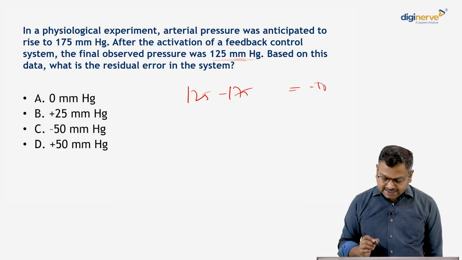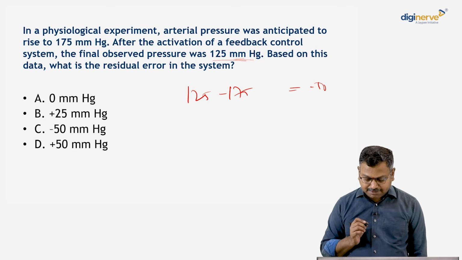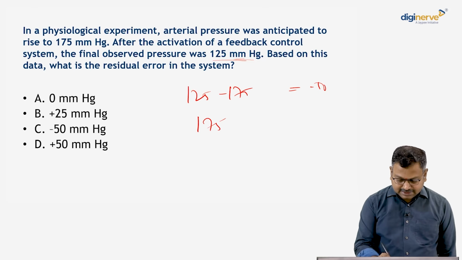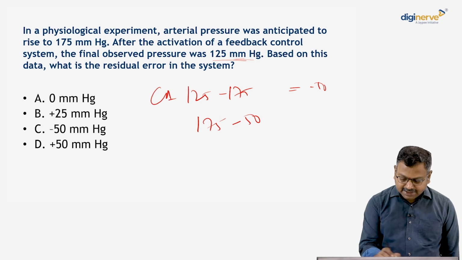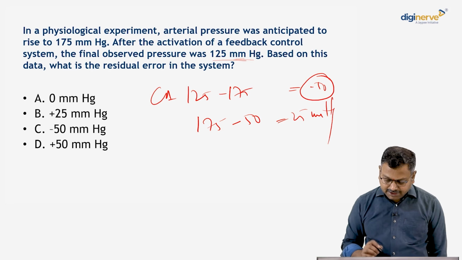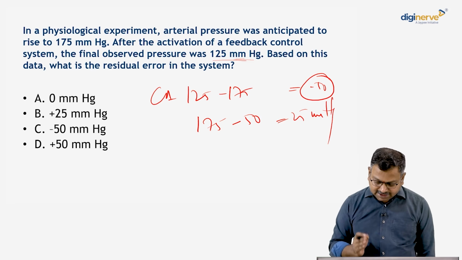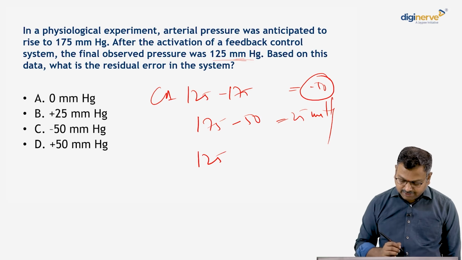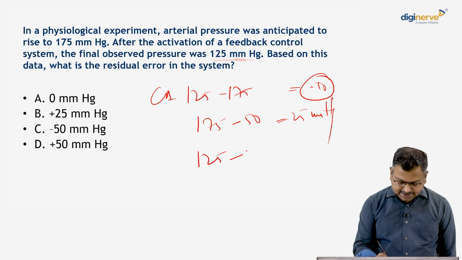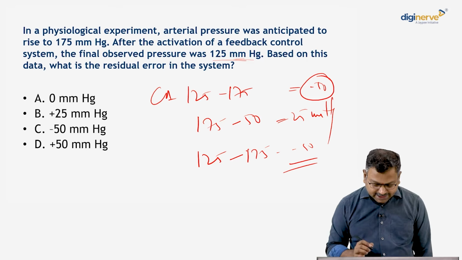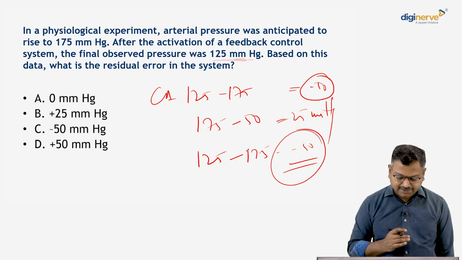So the residual error is the anticipated rise plus the correction applied. Now the residual error is the anticipated rise of 175 minus the correction applied, which gives 25 millimeters of mercury. Now the correction and the residual error: the correction applied is actual rise minus anticipated rise. So actual rise 125 minus anticipated rise 175 is -50. So the feedback correction system has caused a correction of 50 millimeters, reducing the pressure. That is what we have understood from that.